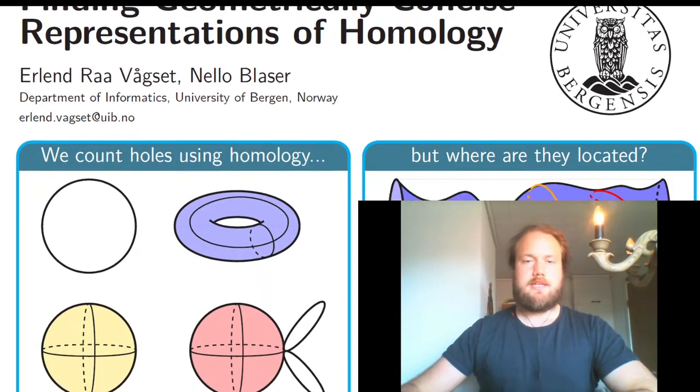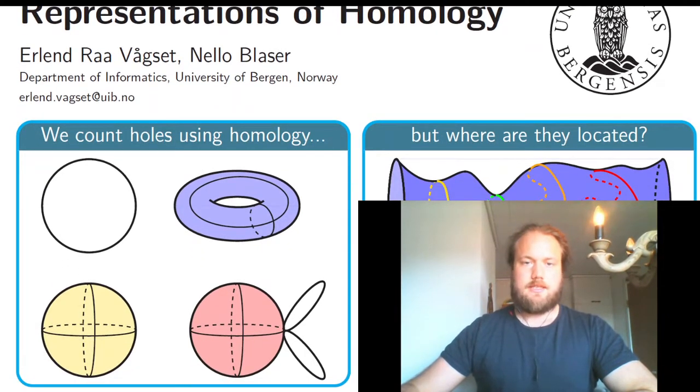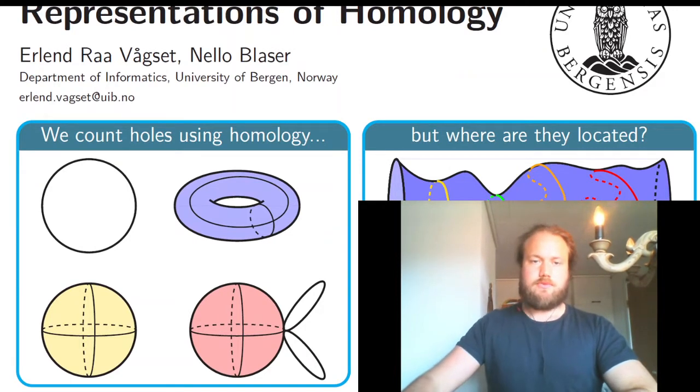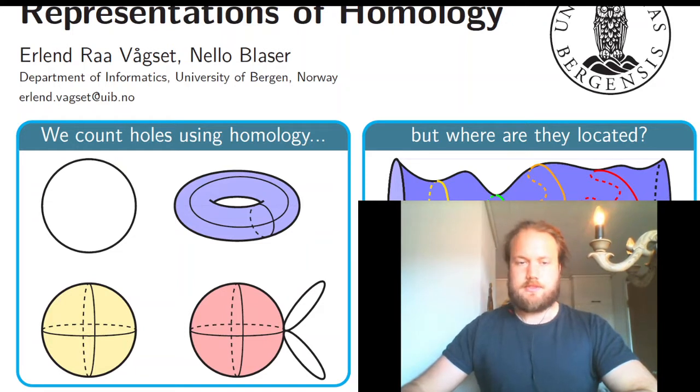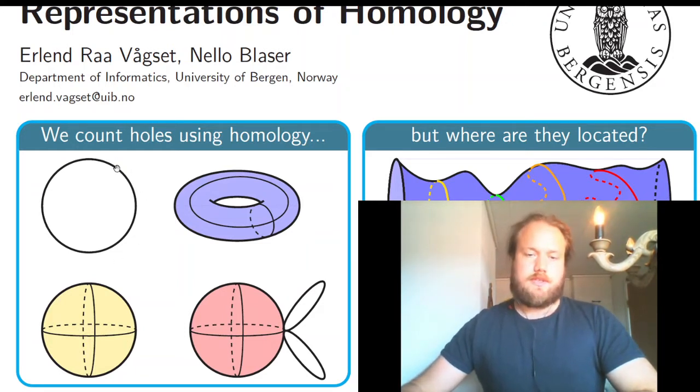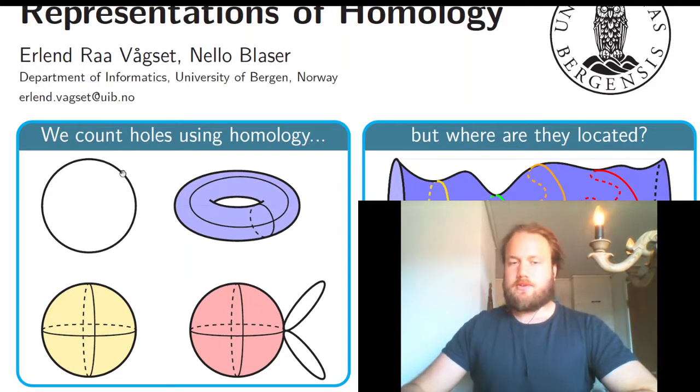Homology lets us count how many d-dimensional holes there are in a space. This is very useful when you want to tell spaces apart, because spaces with different holes are also topologically different. For instance, homology would tell us that the circle contains a one-dimensional hole, while the sphere contains a two-dimensional hole.